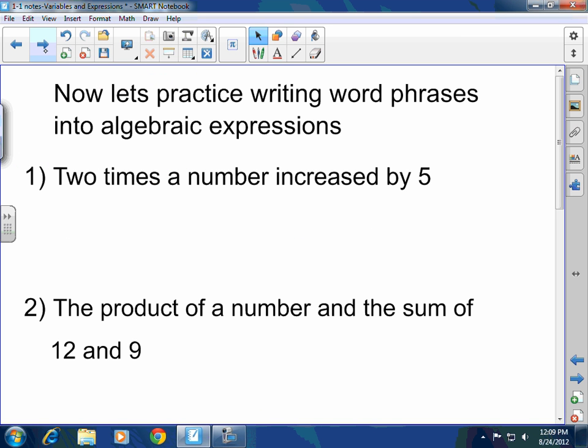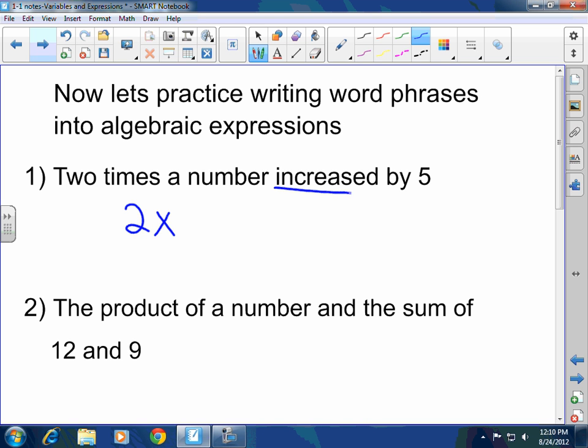Okay. Let's do a little practice. 2 times a number increased by 5. 2 times a number, 2x, increased by 5. Definitely not 10.